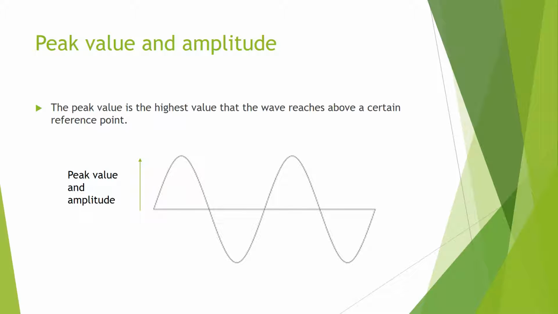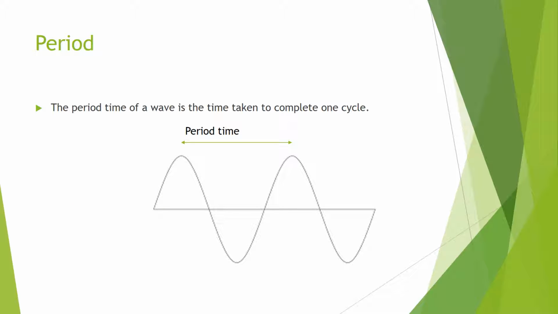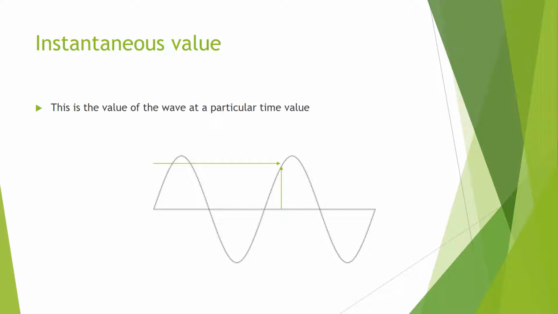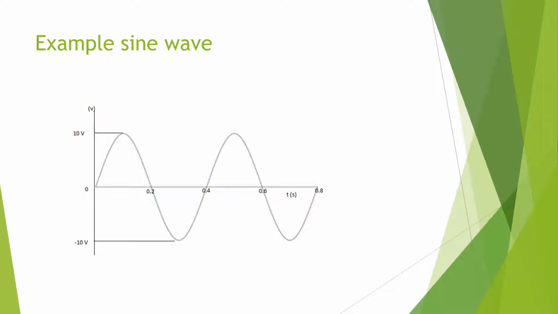The peak value and the amplitude are the exact same thing, which is often measured from a reference point, which is often 0, to the very peak of the wave. The period of the wave is the time taken to complete one full cycle. The frequency of the wave is the number of cycles that happen per second and can be found from the formula frequency equals 1 on period. It's also measured in hertz. The instantaneous value is the value of the wave at a particular time given.